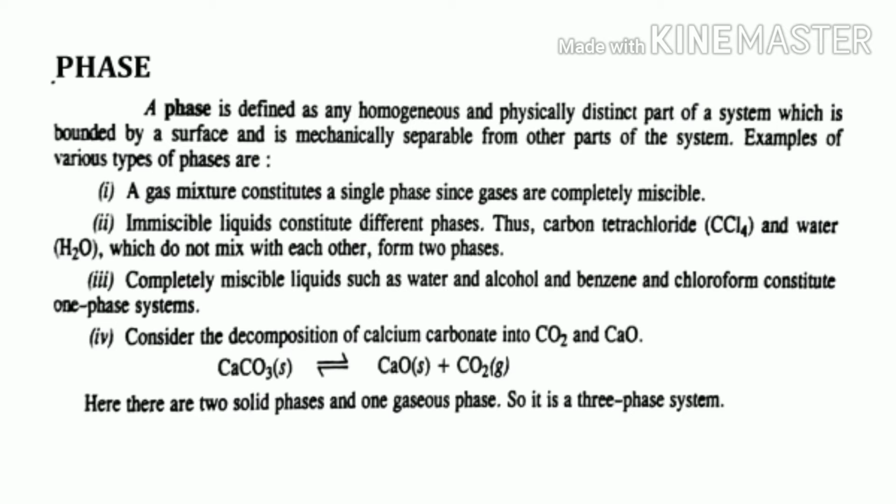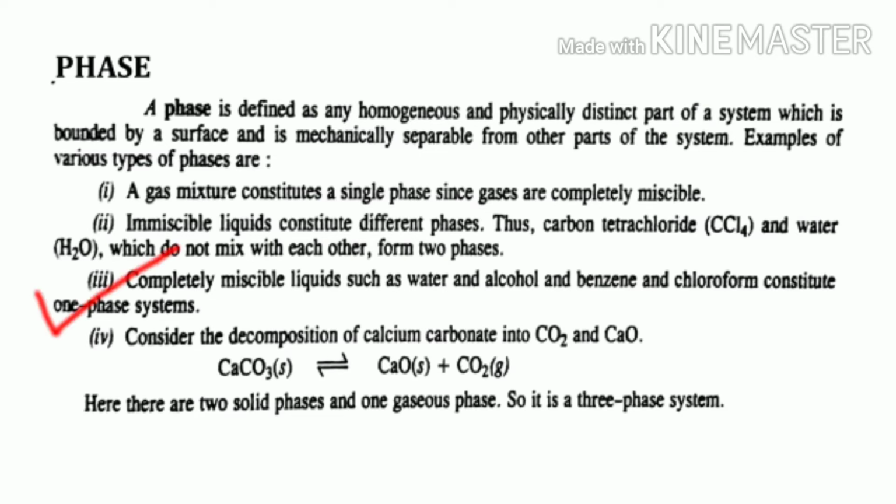A phase is defined as any homogeneous and physically distinct part of a system which is bounded by a surface and is mechanically separable from other parts of the system. For example, a gas mixture constitutes a single phase since all the constituent gases are completely miscible. Secondly, immiscible liquids constitute different phases. For example, carbon tetrachloride and water, which do not mix with each other, form two phases where both phases are in the liquid state.